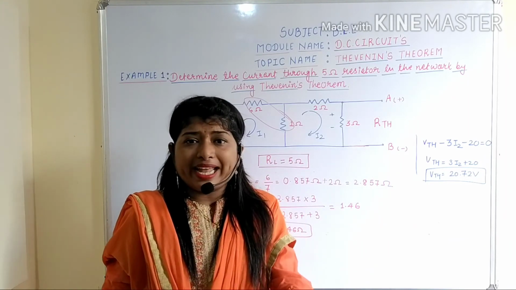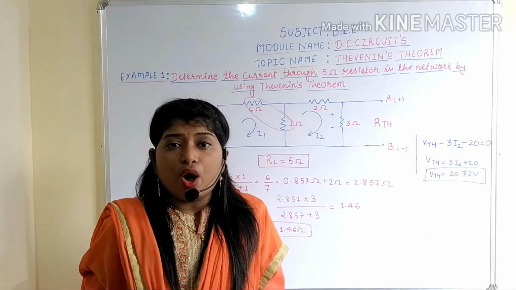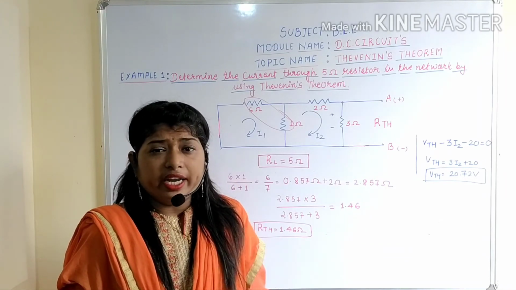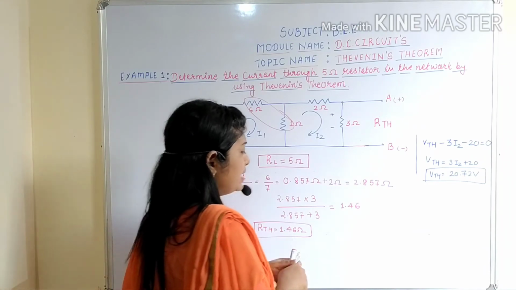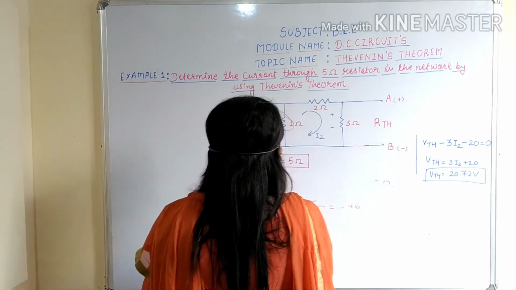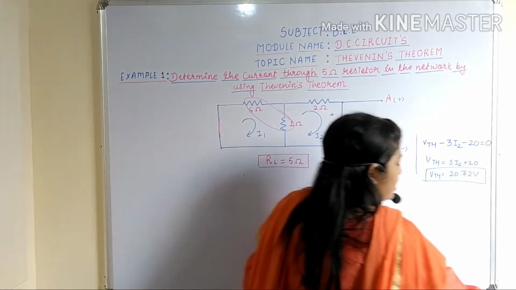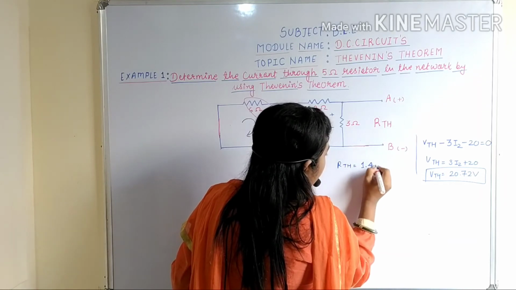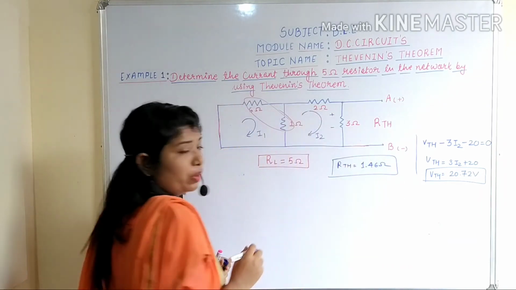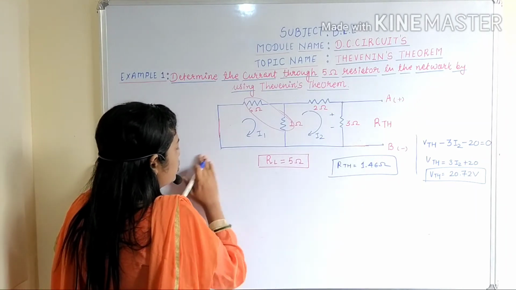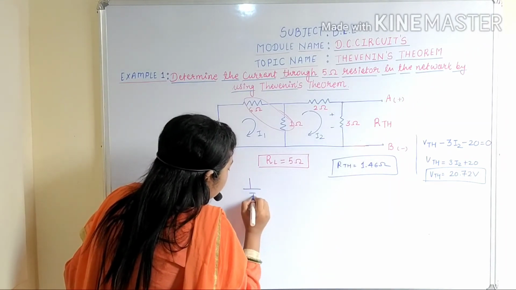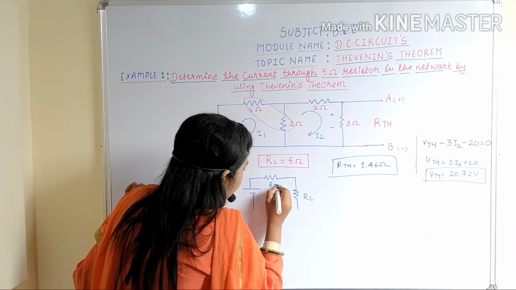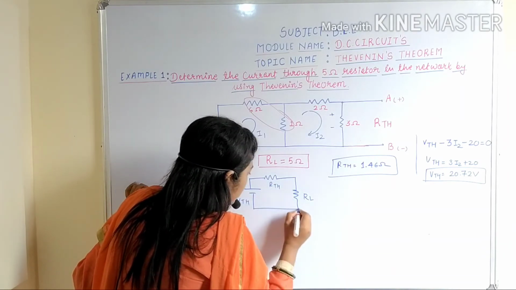Can you tell me what would be the next step that we need to follow? We need to draw Thevenin's equivalent circuit. How are you going to draw Thevenin's equivalent circuit? With the help of the statement. So let's draw Thevenin's equivalent circuit. Before that, what is the value of RTH? 1.46 ohm. Okay. Now simply the next step is what? We have to draw Thevenin's equivalent circuit. Do you remember? This is Thevenin's equivalent circuit.